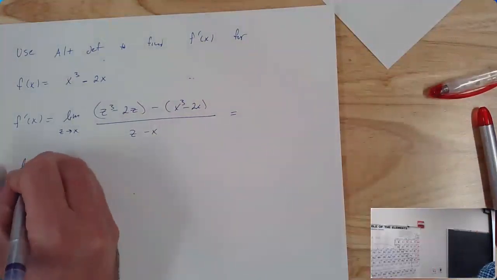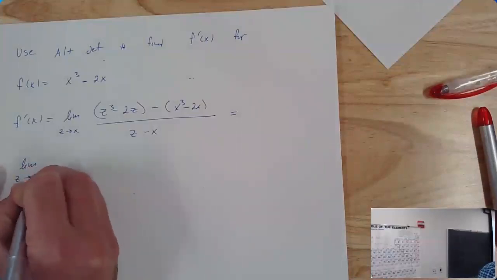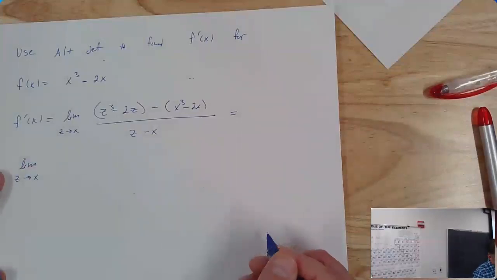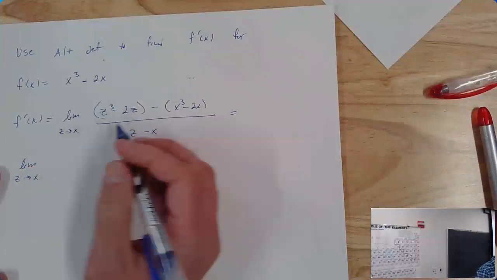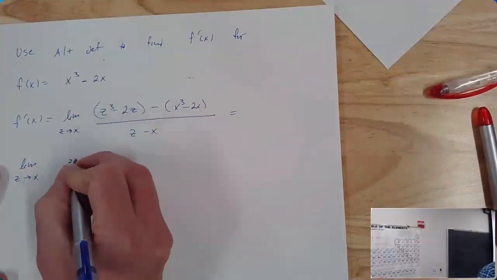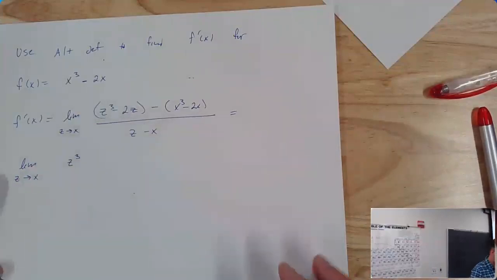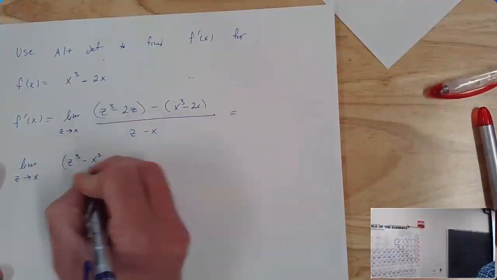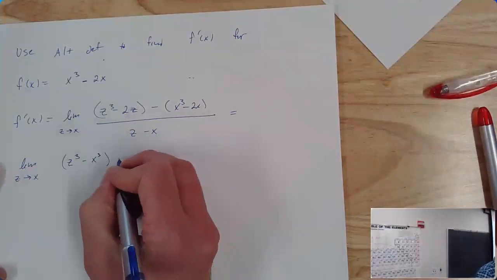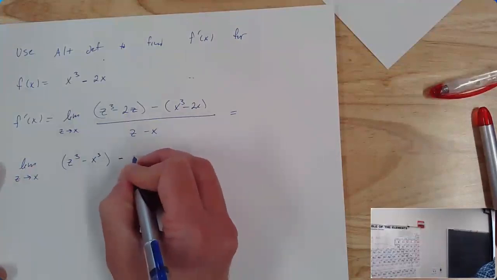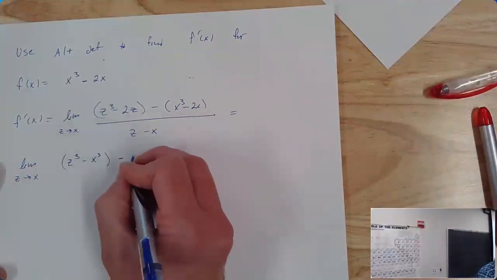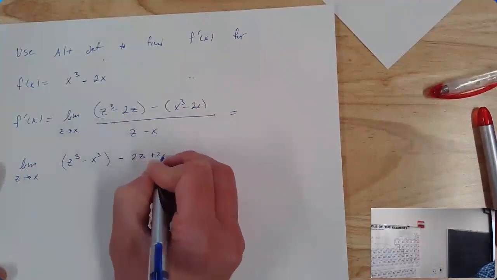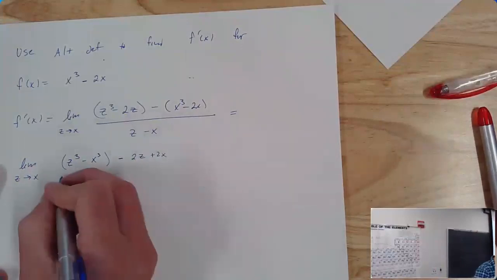Okay. So we've got the limit as z approaches x of, yeah, I don't love that. So typically you want to group similar powers together. So I'm going to write this as z cubed minus x cubed. I'm also going to write this as minus 2z plus 2x. I guess I could have factored out the minus 2, but I didn't. I'll do it in the next step.